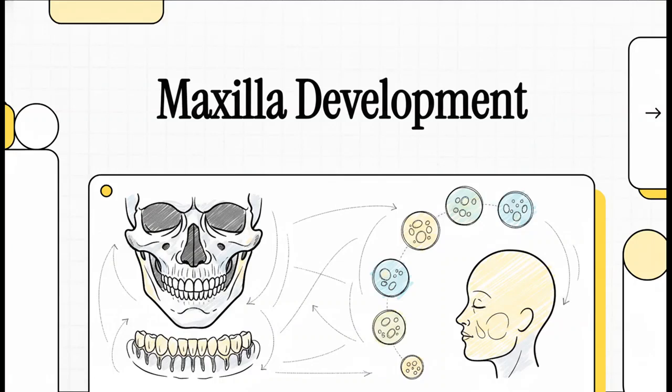Welcome to this explainer. Today, we're uncovering the structural blueprint of the human upper face using our source notes. We're zeroing in on the maxilla, the bone that literally shapes your smile, anchors those upper teeth, and acts as the entire foundation for your facial structure. It is an absolute marvel of human development. Let's get right into it.